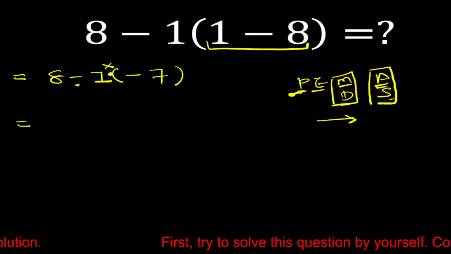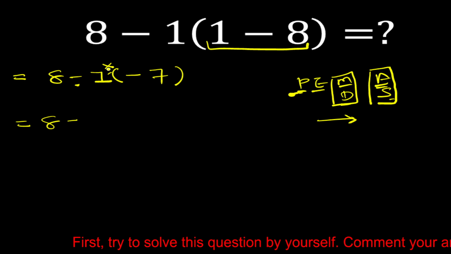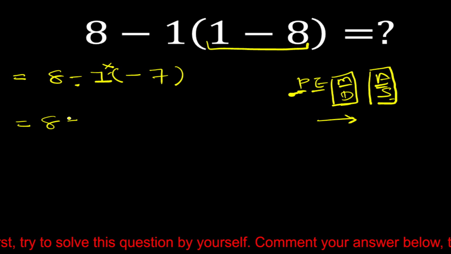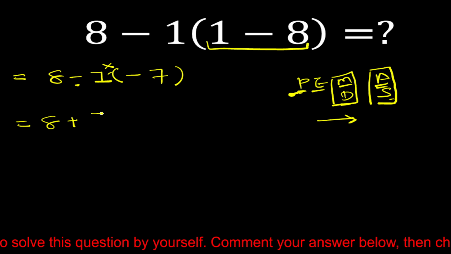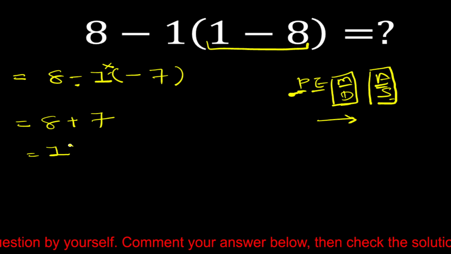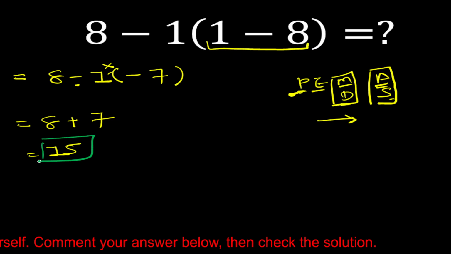Therefore, the first priority is multiplication. So 8 minus multiply minus 1 multiply minus 7 is equal to plus 7. Okay. So 8 plus 7 is equal to 15. Therefore, the correct answer is 15.